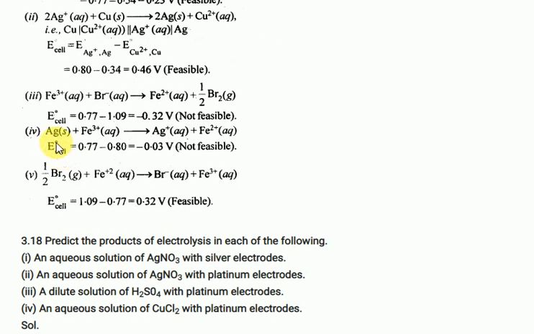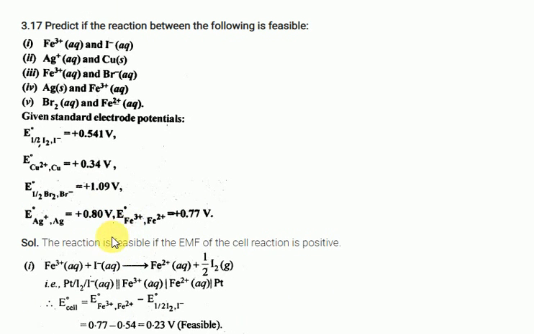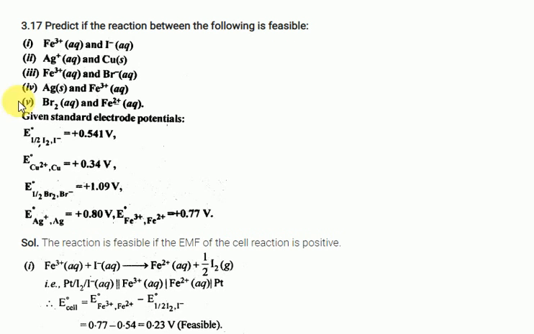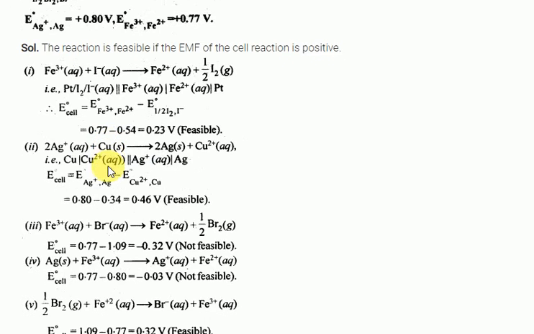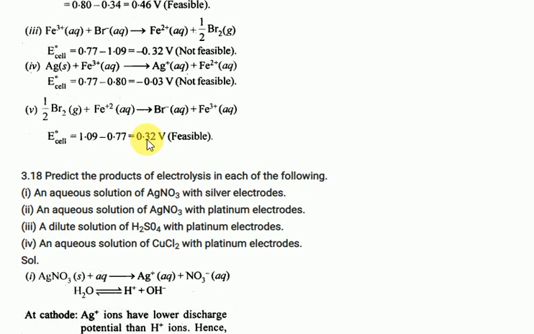Look at here, this one also gets a positive value, reduction here. This is also possible. Without doing any calculation, you can easily see Fe3+ with iodine is possible. Silver gaining electrons from copper is possible. Iron gaining electrons from bromine is impossible. Silver giving electrons to the iron: the fourth one will get a minus, impossible. In the electrochemical series you can see bromine giving electrons to Fe3+. The last one is a positive value, so it's possible.